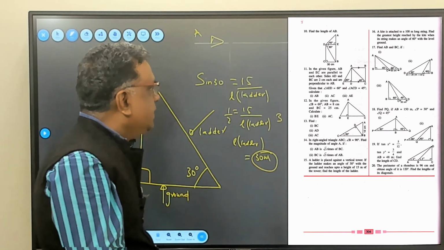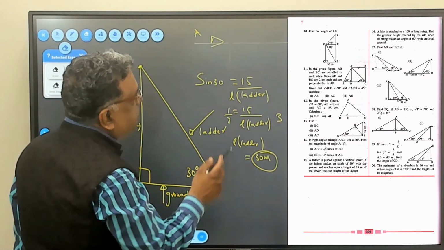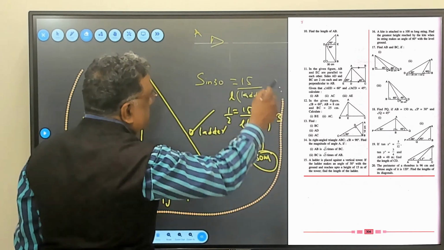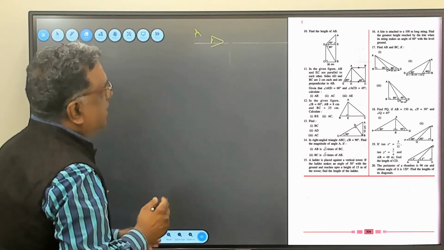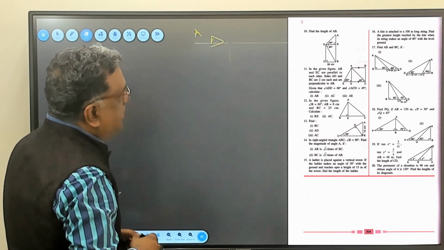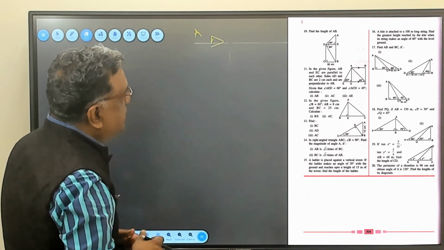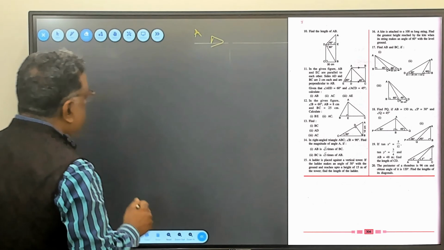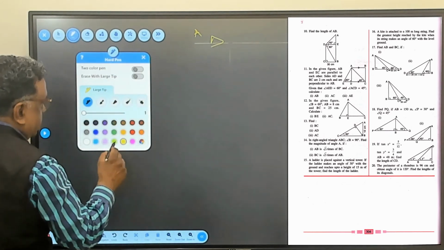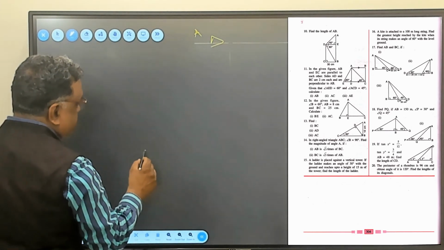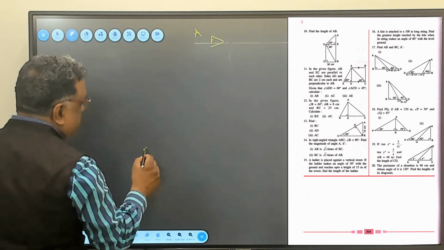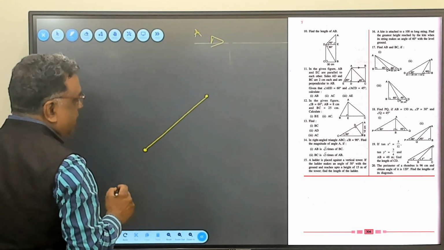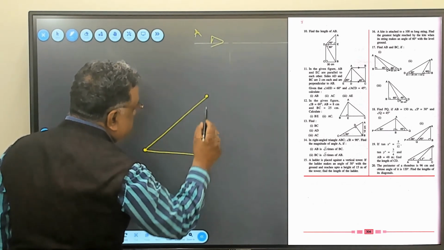Okay, next. So let's try to solve 16th sum now. So what they are saying is, a kite is attached to a 100-meter long string. Find the greatest height reached by the kite when the string makes an angle of 60 degrees with the level ground. So let us say there is a man here जो kite उड़ा रहा है, and kite is here. Okay, and we have to find out this greatest height.